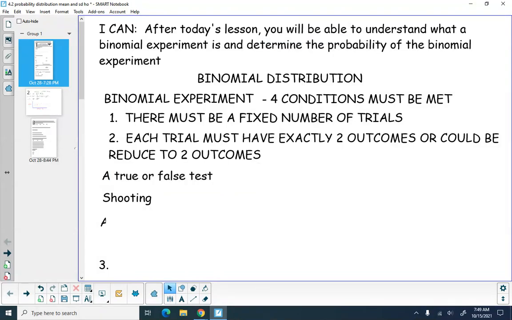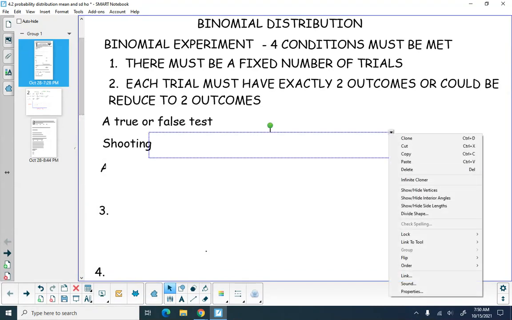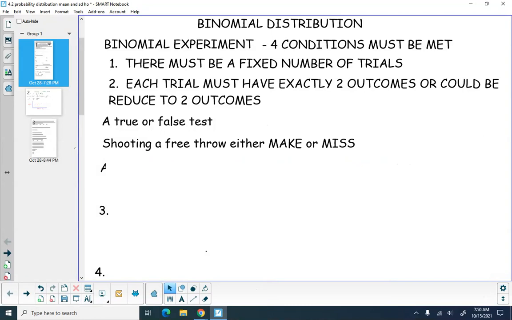For example, true and false question, true and false test. You have 2 outcomes. It's either going to be true or false. You don't have a true, false, or maybe. You have a true statement or false statement. Shooting a free throw. You either make it or miss it. You make it, you get a point. You miss it, you don't get a point. If you hit the rim, you don't get a half a point. You either make it or you miss it. 2 results: true, false, make, miss.